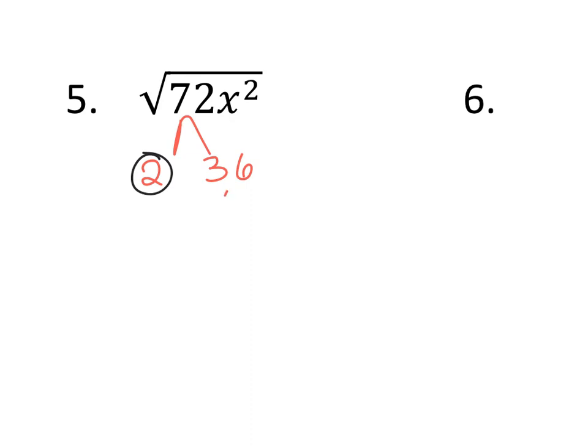Circle that 2. I can divide this by 2, but I'm actually going to do 6 and 6 this time because I know 6 times 6 is 36. And then I'm going to break apart the 6 and do 2 and 3, 2 and 3. Those are all prime, so I'm going to circle.